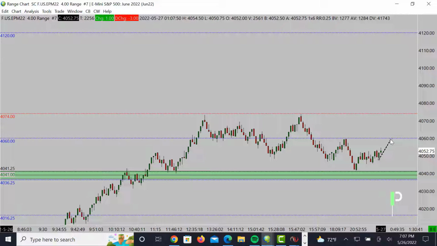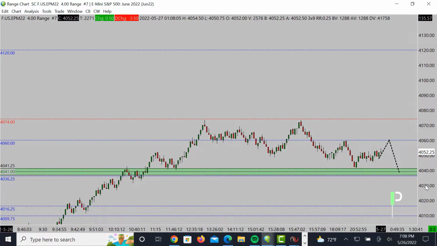See if we can get it back down into that support. So maybe a pullback here into these 60s. If we reject, nice double top. Look for the short opportunity back down to the downside of 41 to about 36. That's going to be our target.